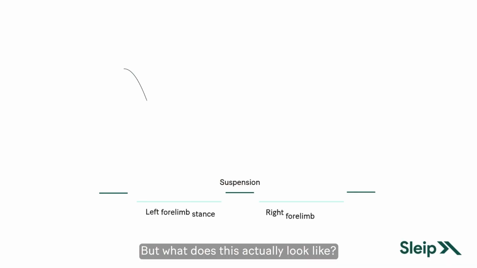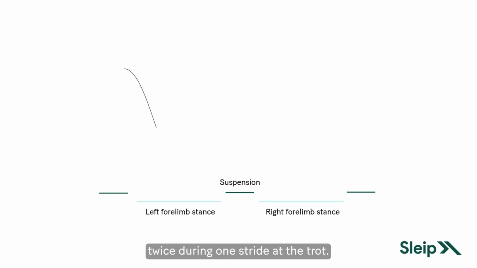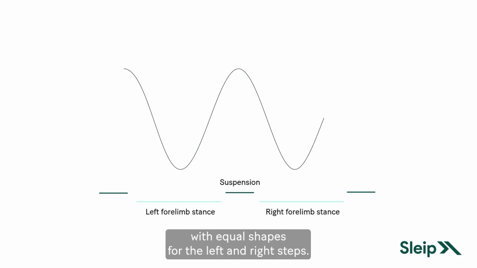But what does this actually look like? First, let's track the horse's head as an example. In a sound horse, the head moves up and down twice during one stride at the trot. Here's what a typical symmetric movement pattern looks like, with equal shapes for the left and right steps.